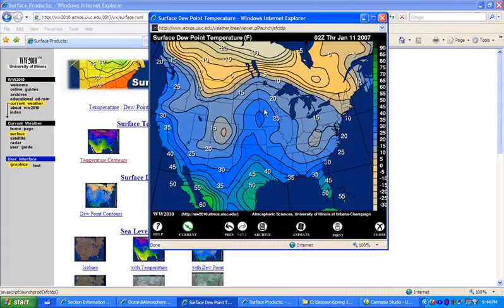Lines of equal temperatures are isotherms. Lines of equal dew point temperatures are isodrosotherms. So currently the dew point is between 25 and 30. We'll call it about 27 in Des Moines, Iowa. So let's take a look at the 12Z temperature this morning.